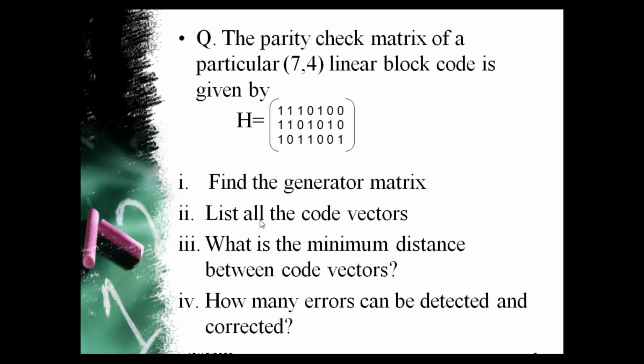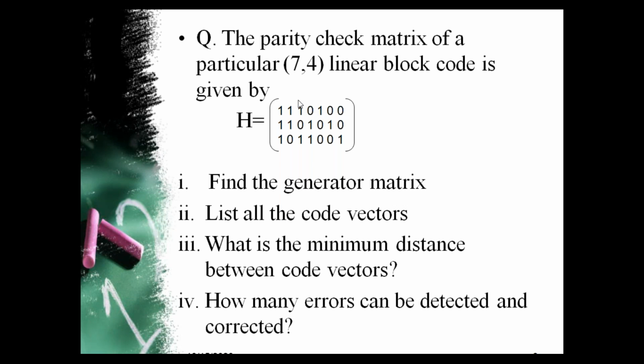And for listing all the code vectors, the better way is initially to write the equations for the check bits. That is C1, C2, C3. There are 3 check bits here. Therefore, we will have to write the equations for the check bits in terms of message bits. Here, take the message bits as M1, M2, M3, M4. Then write the equations for the check bits in terms of the message bits. All of you please write the generator matrix.